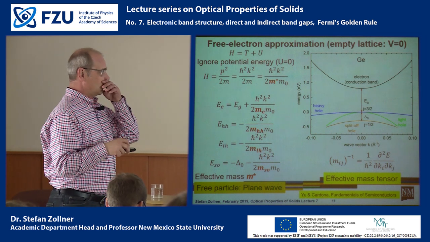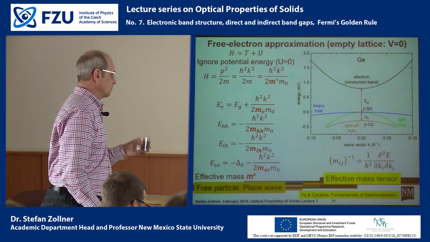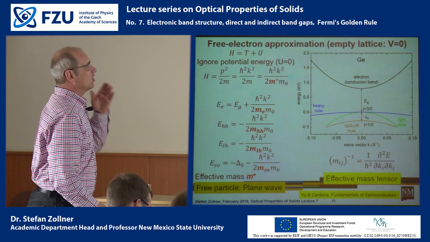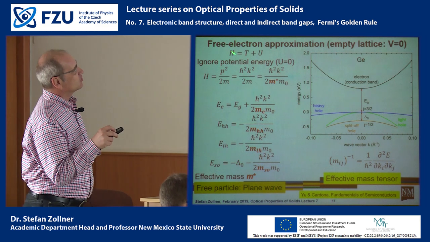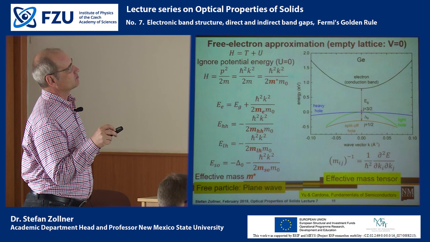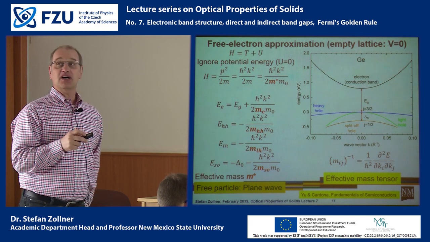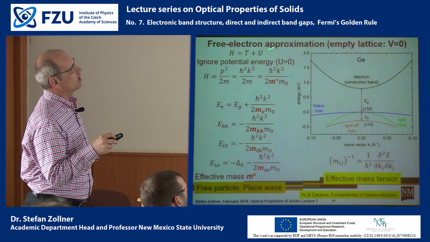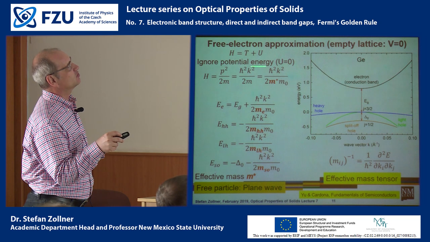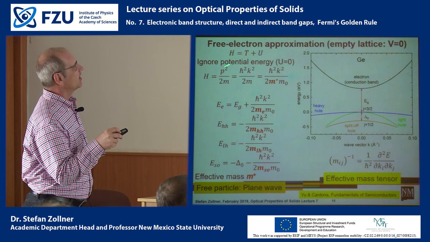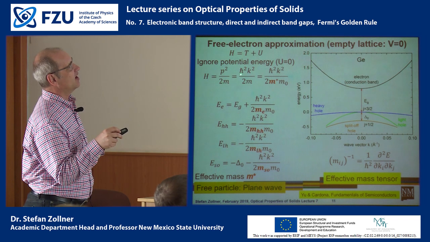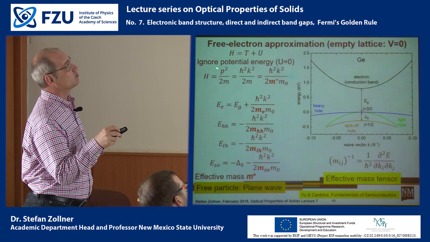I told you that I was going to talk more about the heavy and light holes. So the total energy is the sum of kinetic energy and potential energy. And the simplest possible approximation that we can make is, well, we'll just throw this potential energy away. We set the potential energy to zero. And then the Hamiltonian is just the kinetic part, which is p squared over 2m, where p is h bar k.